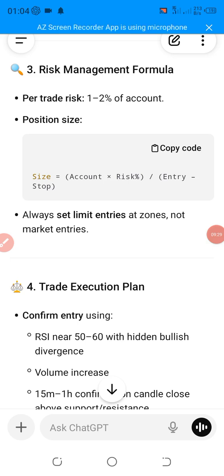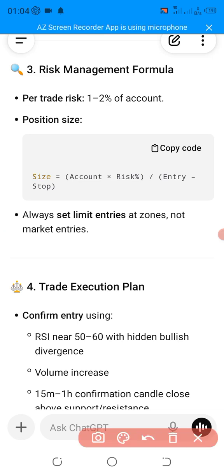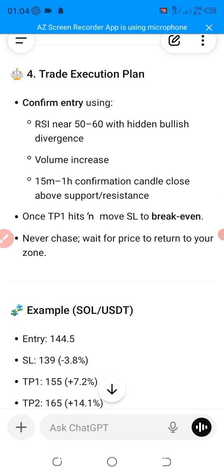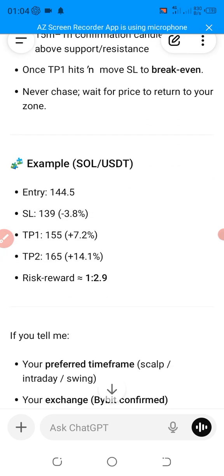It said always set limit entries at zones, not market entries. It's telling you to always set a limit order, either buy order or sell order. It says trade execution plan, confirm entry using volume increase on the 15 minute to 1 hour. You can see this is mind blowing.